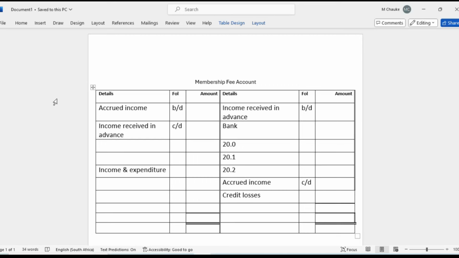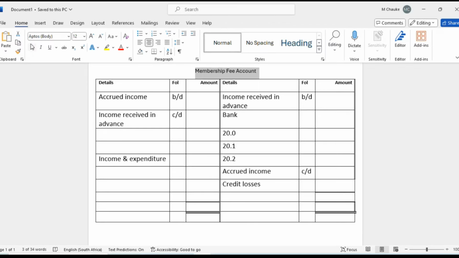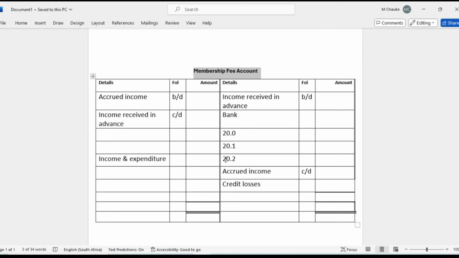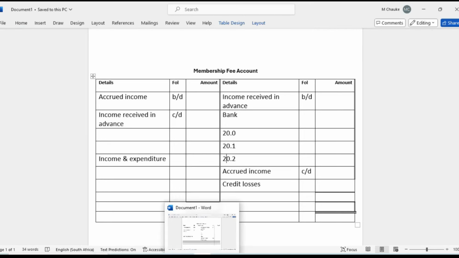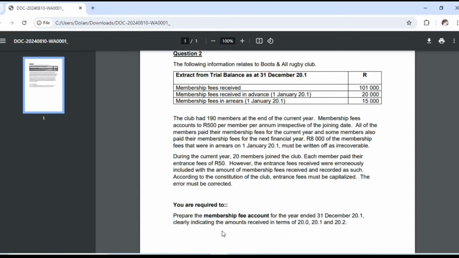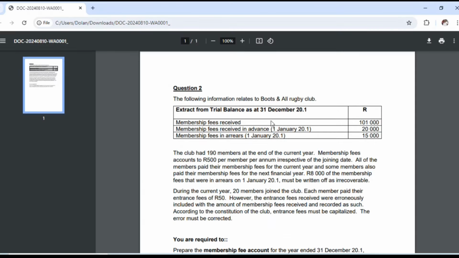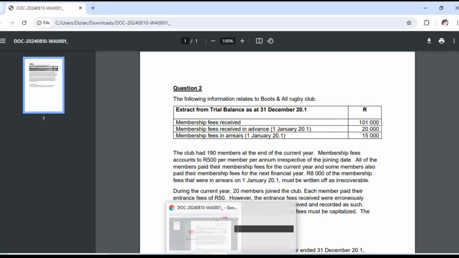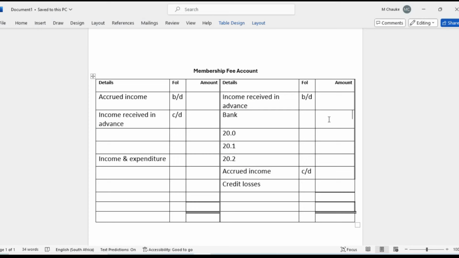Right, and then now I want us to go and utilize this format to record in and prepare our membership fee account, right? So I want us to go back to the question again for analyzing and recording. Okay, here's our question. So number one, if we check up there, they've given us our membership fees received. So this is the total bank that we have received, 101,000, right? So that 101,000 is going to be your bank, your total bank.